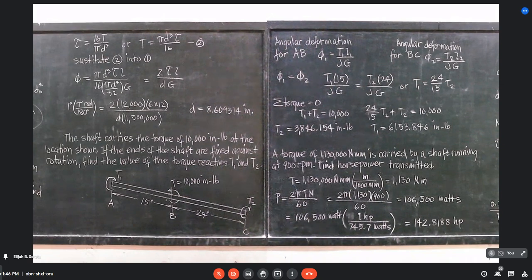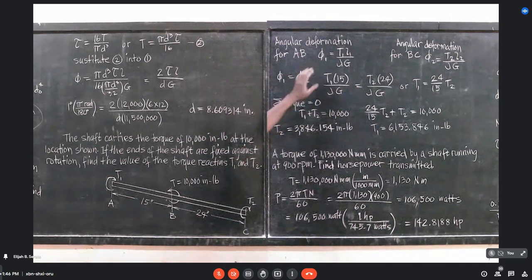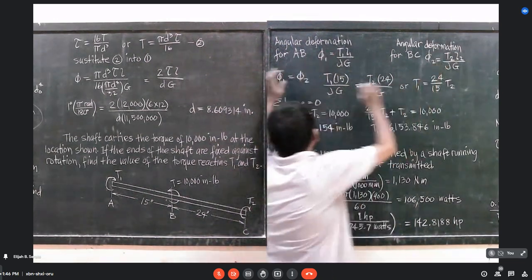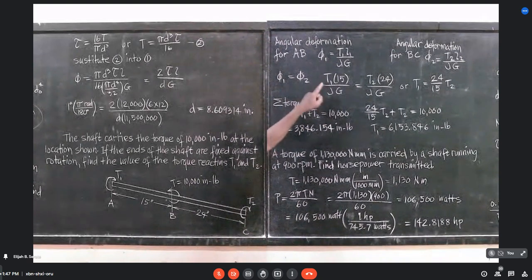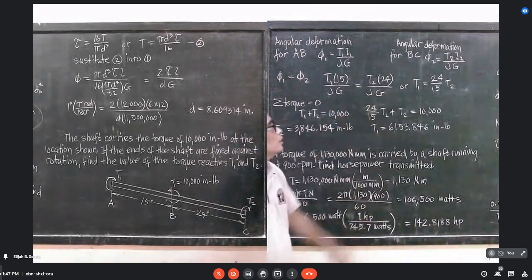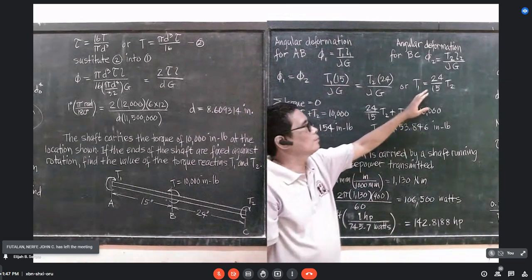Are you following? As I have mentioned, the angle of twist for both sections is equal, so phi1 is equal to phi2. If we substitute this and this into that, we will have this one. And we substitute the length, 15, of course in inches. Then all of these are in inches and pounds, so we have 24 here. In other words, we can solve T1 in terms of T2: T1 is 24 over 15 T2.